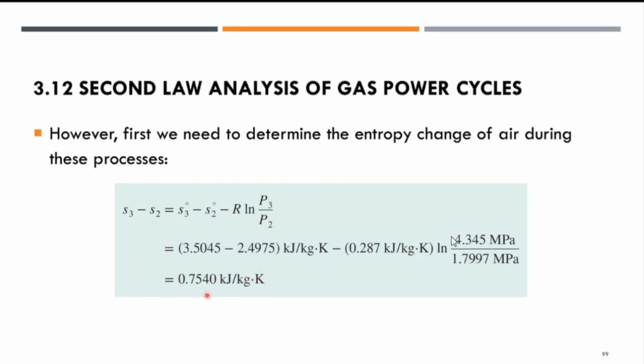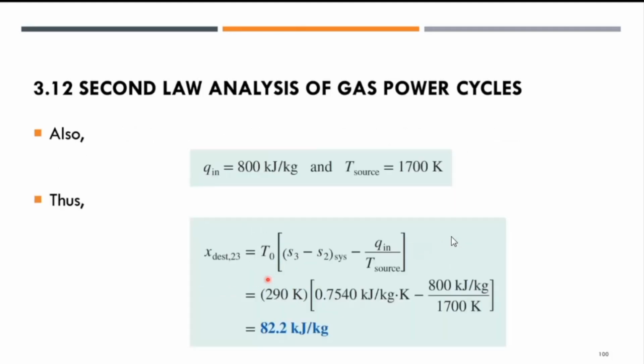Also, you have been given the value of the constant heat addition, 800 kilojoule per kilogram, and the temperature of the source to be 1700 Kelvin. Thus, you can put these inside equation 9-32 just now, and you will get the exergy destruction to become 82.2 kilojoule per kilogram for the process of 2 to 3.